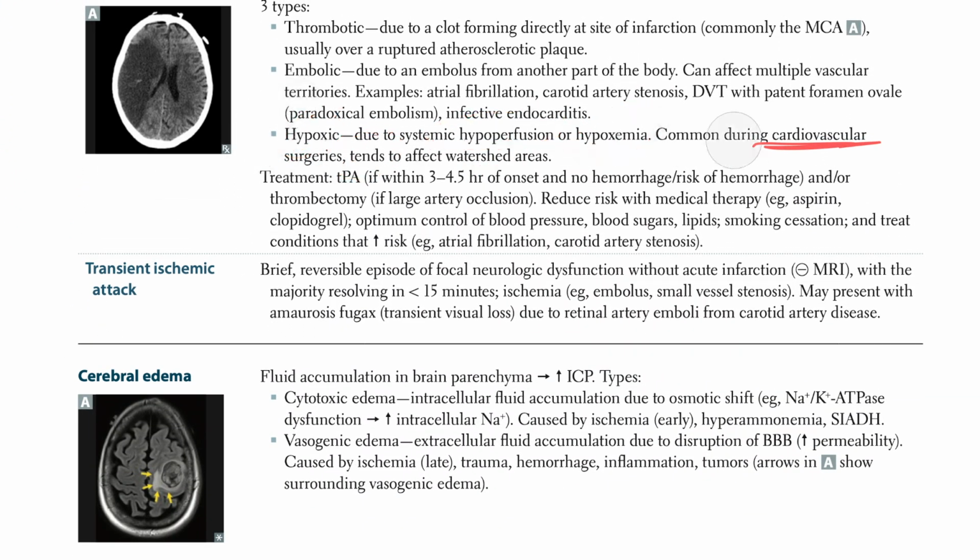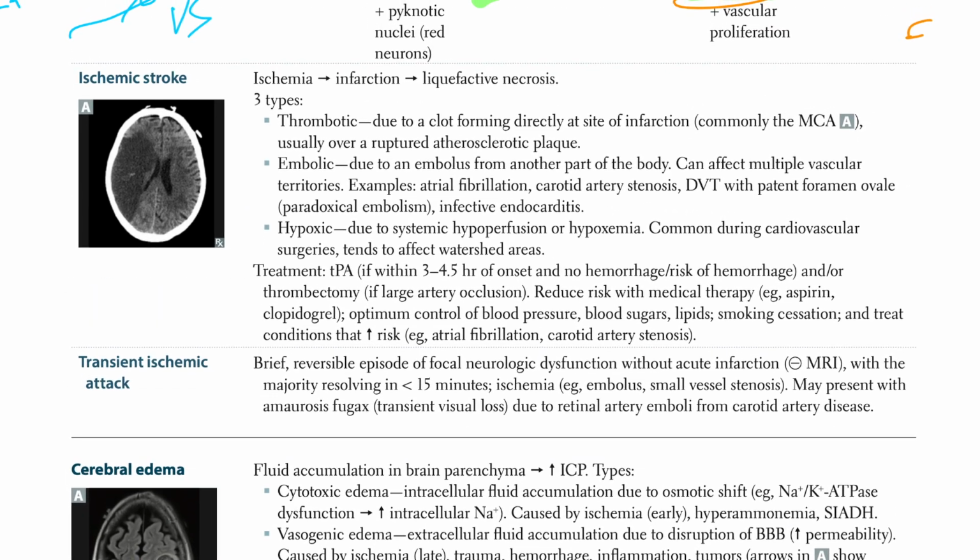Now let's look at the treatment options we have for ischemic stroke. TPA, if given within the window, which is 3 to 4.5 hours of onset, and no risk of hemorrhage is there. So again, what are they trying to say? You give TPA without any contraindication to the patient, okay? And or thrombectomy, which is if large occlusion. If you have a large occlusion, you've got to do thrombectomy, not TPA.